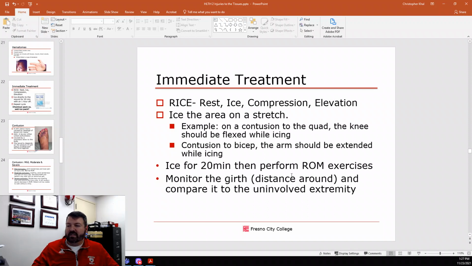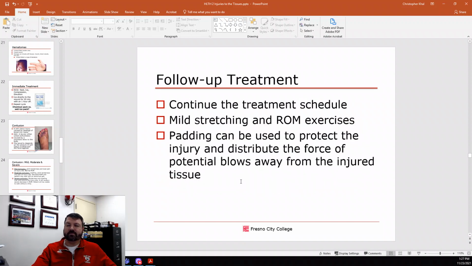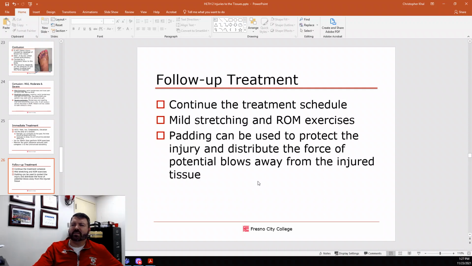Ice 20 minutes. Range of motion exercises, try and get that contusion back to normal. The bad ones, you want to measure for girth. It's just around the extremity. You compare it day by day to make sure that it's not getting worse, or for documentation reasons.